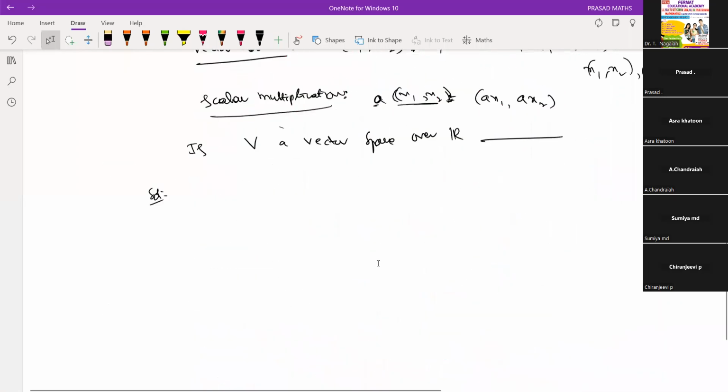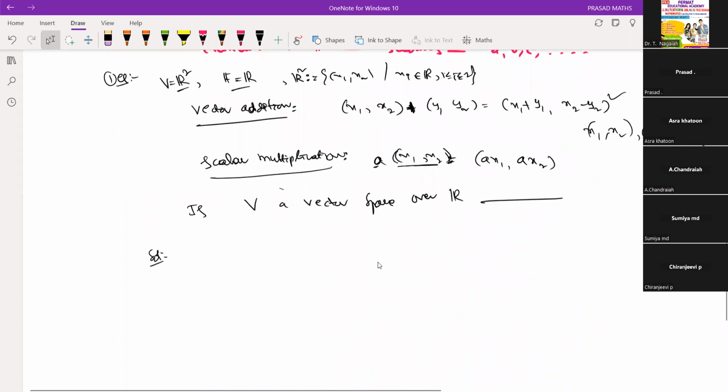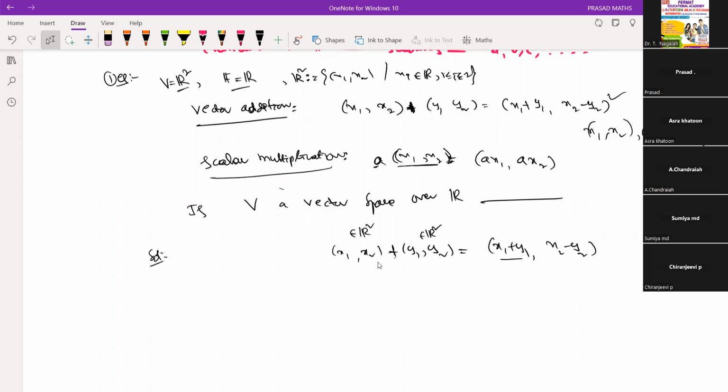So here, you take any two elements, x1 comma x2, and another element y1 comma y2. What is my addition operation here? x1 plus y1, x2 minus y2. You give me any ordered pair. This is an element in R, because x1, x2, y1, y2 are elements in R. Therefore this sum is also an element in R, and this subtraction is also an element in R. Each component is an element of R, hence it is an element of R2.